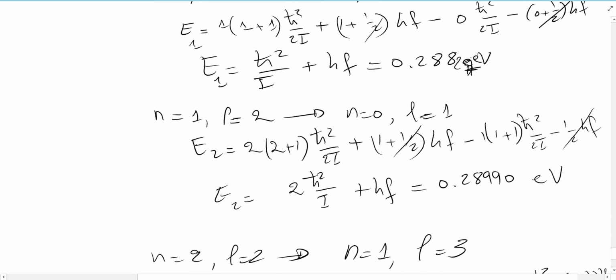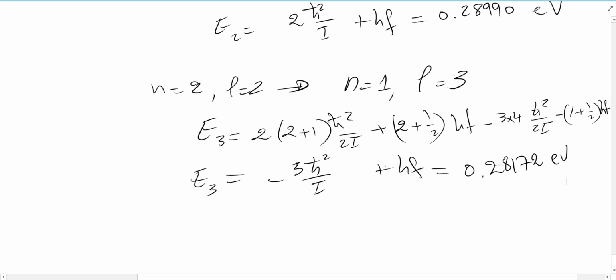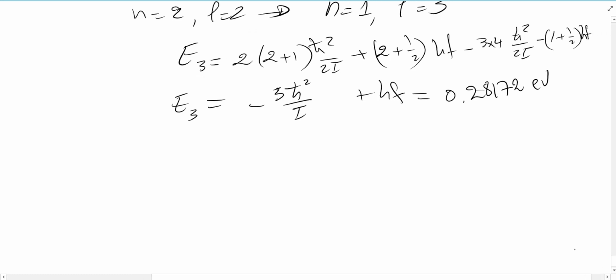So again, the main contribution in this case is coming from this hf. The others are very minor contributions when it comes to the energy, but they make a difference because when you look at the spectrum, you will see distinct wavelengths in here.